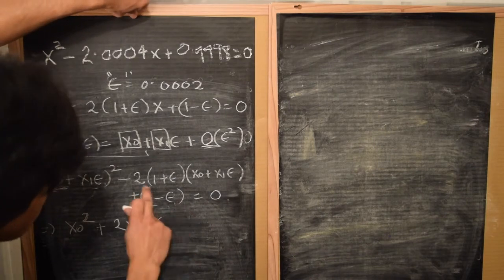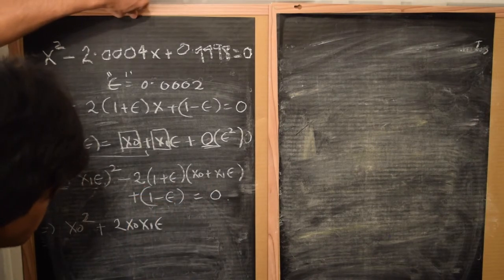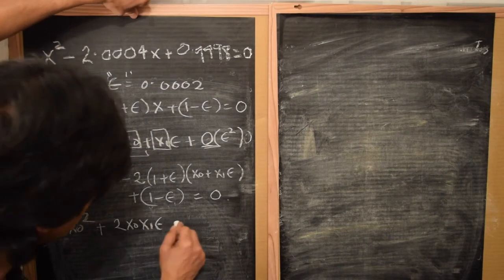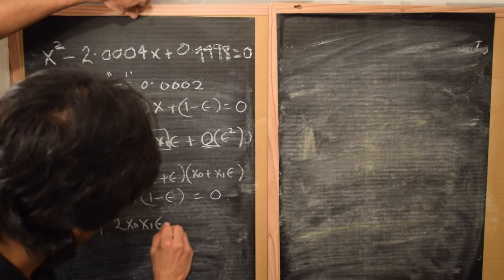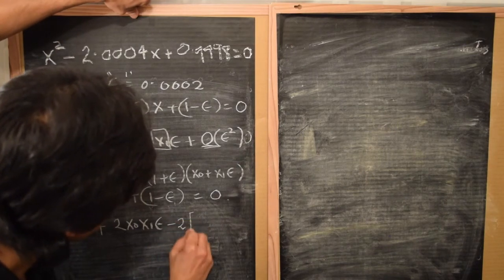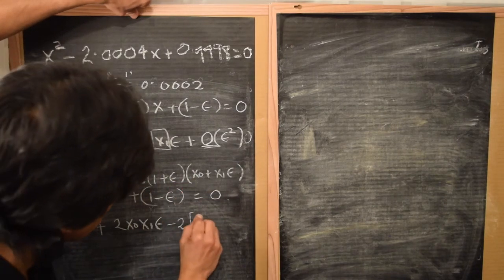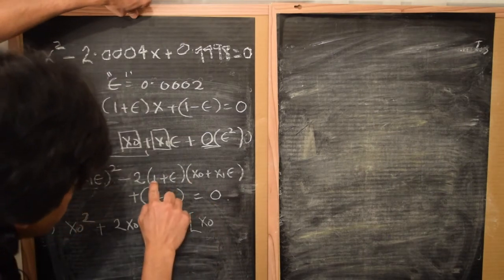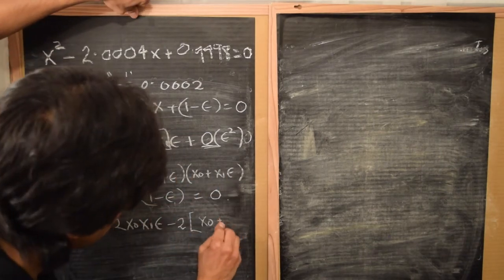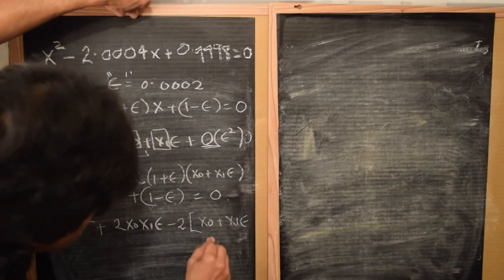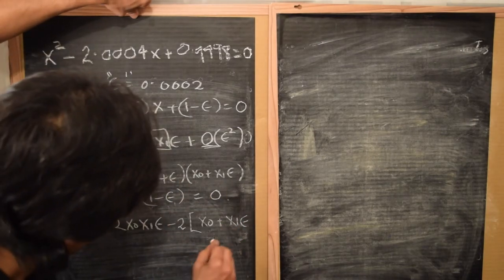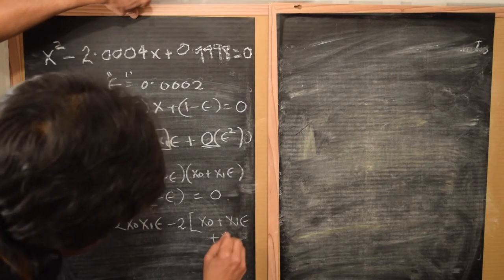And then we have this expression which we can simplify to, let's just write it here. So it's minus 2 times x naught plus x1 epsilon plus x naught epsilon plus x naught epsilon.